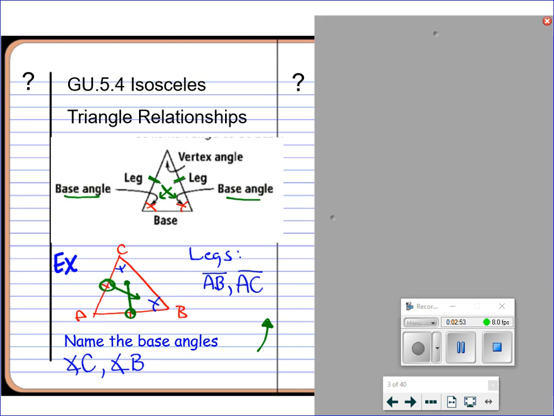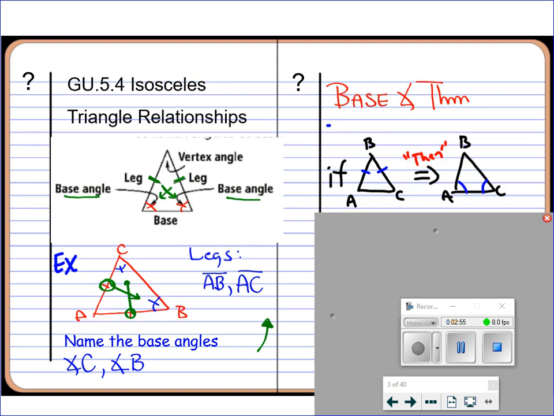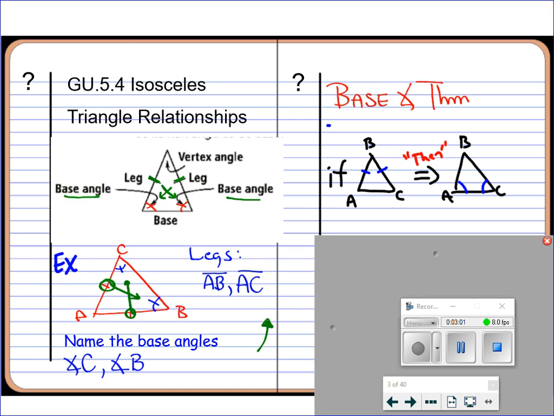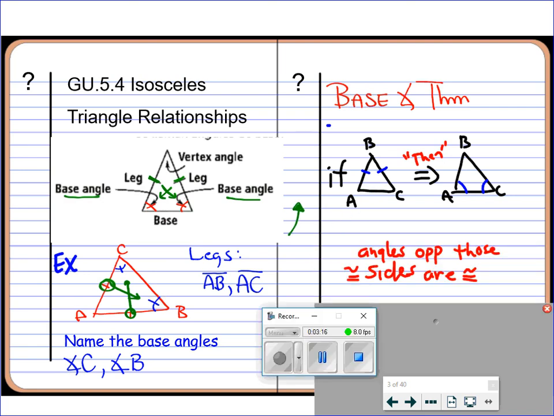So let's put that more formally into a theorem. This is called the base angle theorem. Basically it says this: if you have an isosceles triangle, then the base angles are congruent. And again, I can't say this enough. It's not base angles because they're at the bottom, but because they're opposite the congruent sides. All right, let's move on.